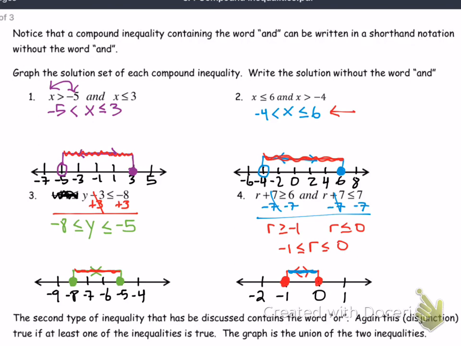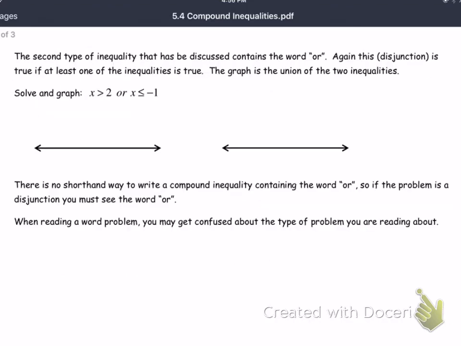Now we're going to talk about the OR statements. These are a little bit simpler. You'll have x is greater than 2 or x is less than or equal to -1. There's actually not really a short way of writing this, like how we were able to combine the inequalities before for the AND statements. So you'll really just see these OR statements.